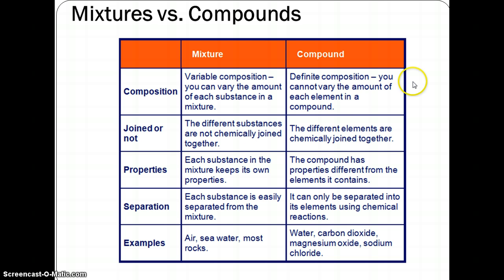But over here, compounds are in a defined composition. So we always have to have the same amount of each thing, or a defined amount of each thing. And then they're chemically joined.